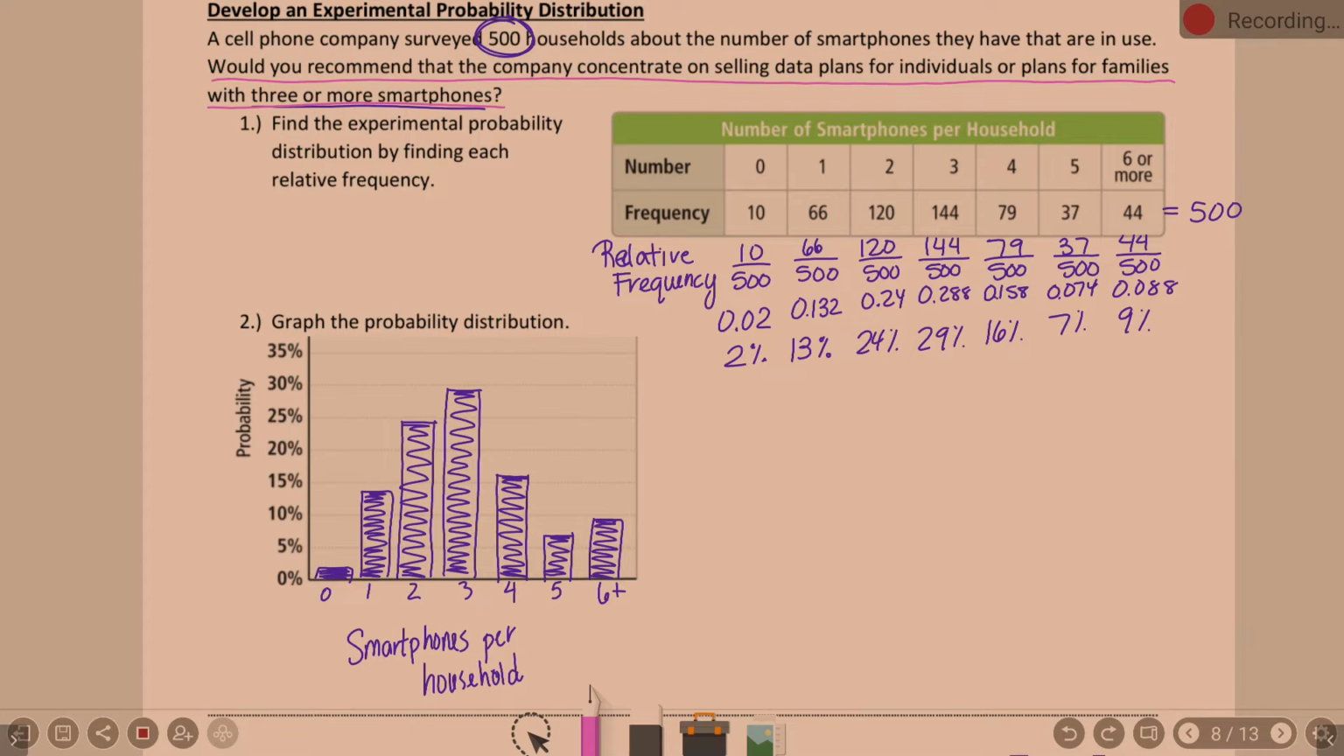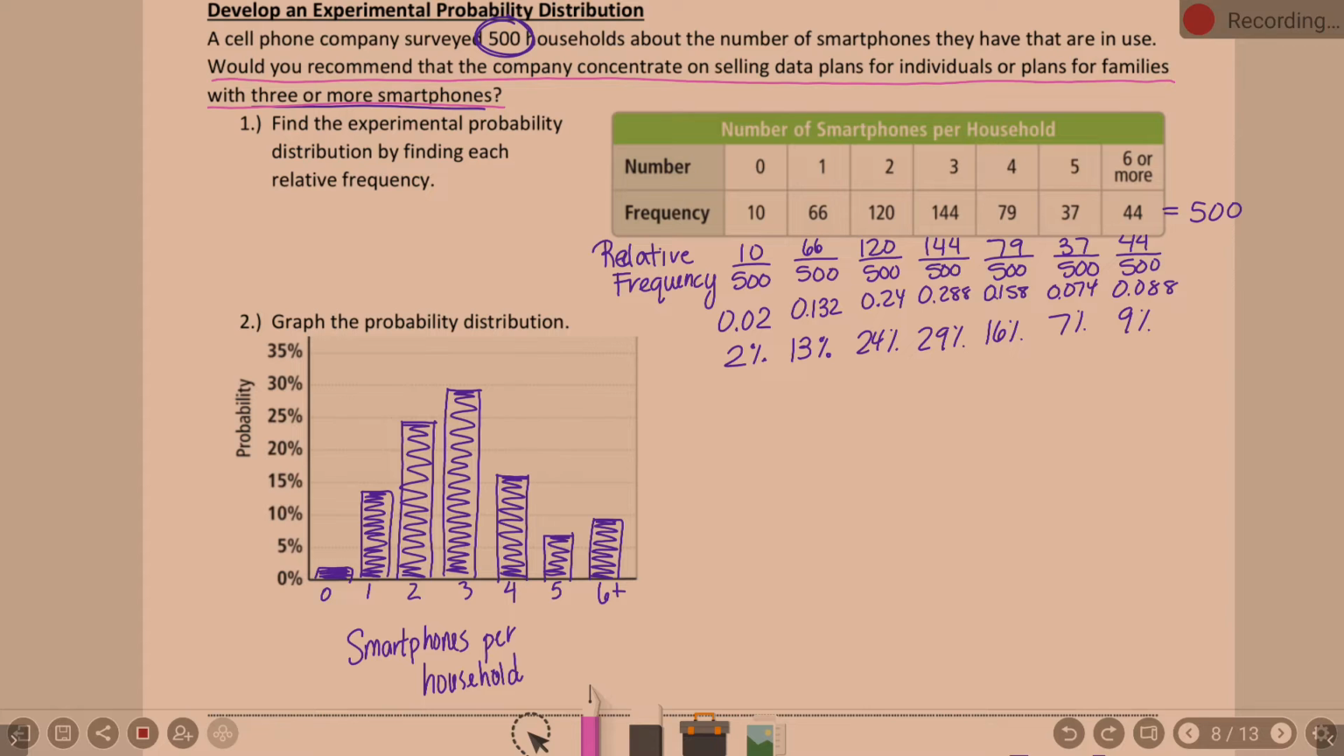So, with that in mind, thoughts here? Can you tell by looking at the graph? Can you tell by looking at the chart? Should we do a little bit more math? Where should they concentrate? Data plans for individuals or families with 3 or more smartphones? Okay. Here's going to be my question to you.